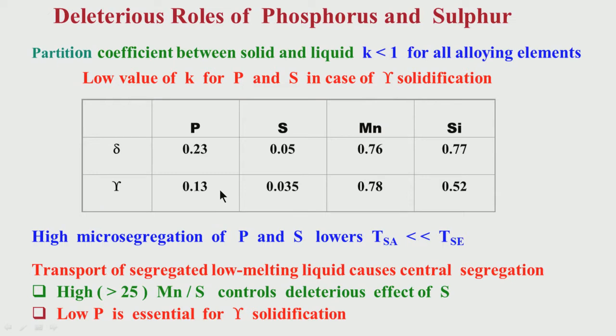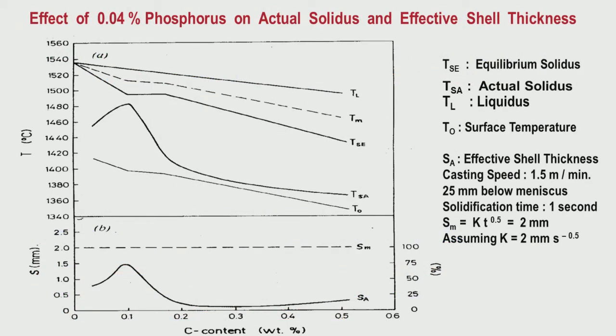So we have to remember what is the role of phosphorus, why it is harmful, why it is deleterious in causing microsegregation. And if there is microsegregation, I have calculated the different values, the actual solidus, to what extent it is coming down from the equilibrium solidus. If this is coming down, the difference between TL and TSA, this depth, that means the solidification range becomes quite wide. If solidification range becomes wide, the mushy zone will become wider, and the difference between the surface temperature of the solid and the actual solidus becomes less.